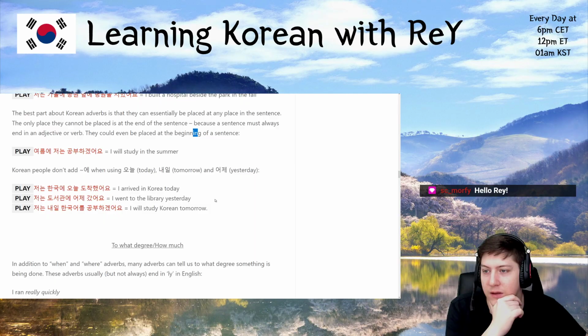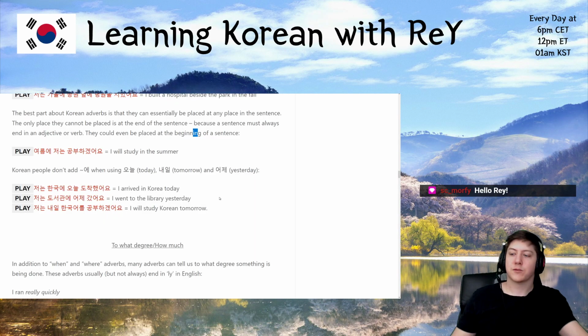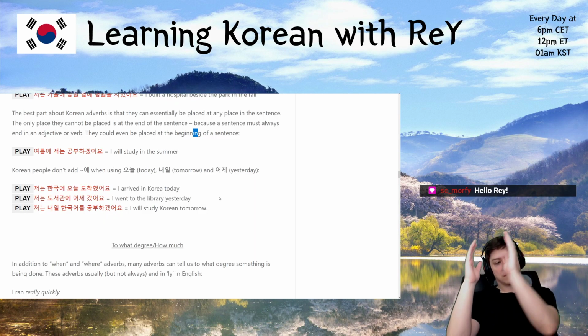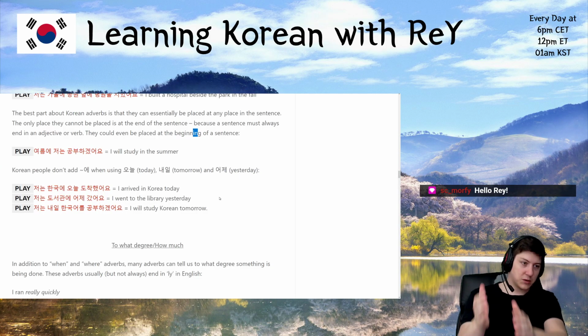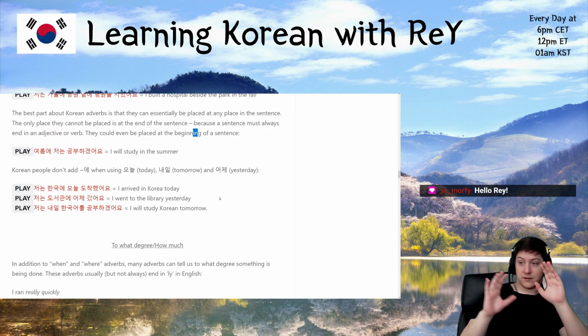Interesting. But I still like, okay, you can place it anywhere. You can place it in the front, you can place it after subject, you can place it after object, okay? But not after verb. So you have basically 3 places.